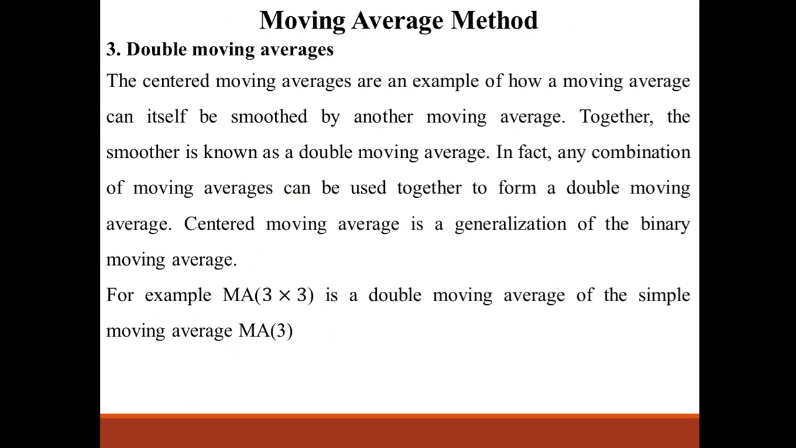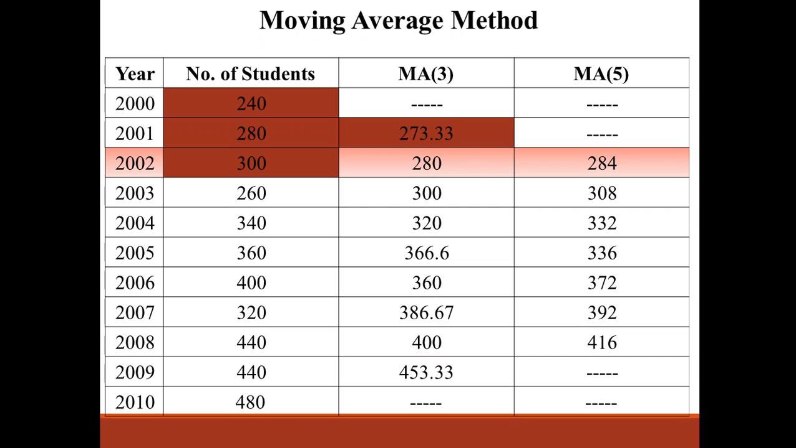Let's turn to the double moving averages. The centered moving averages are an example of how a moving average can itself be smoothed by another moving average. Together, the smoother is known as a double moving average. In fact, any combination of moving averages can be used together to form a double moving average. The centered moving average is a generalization of this. For example, the moving average 3 by 3 is a double moving average of the simple moving average MA3. We can take it through.